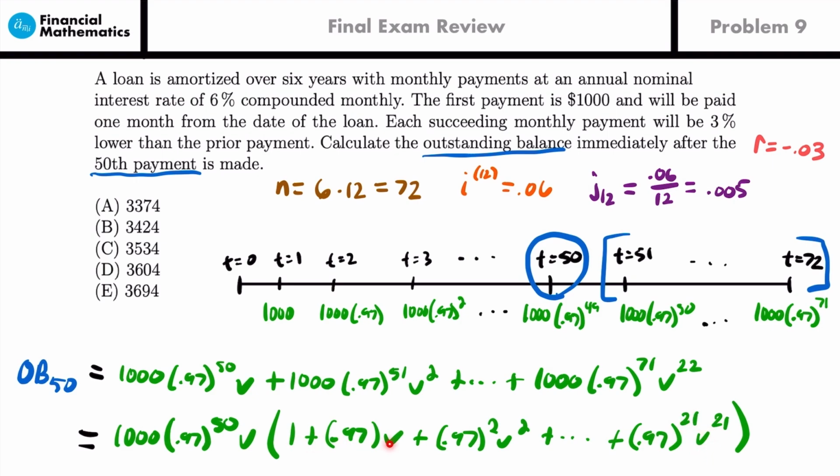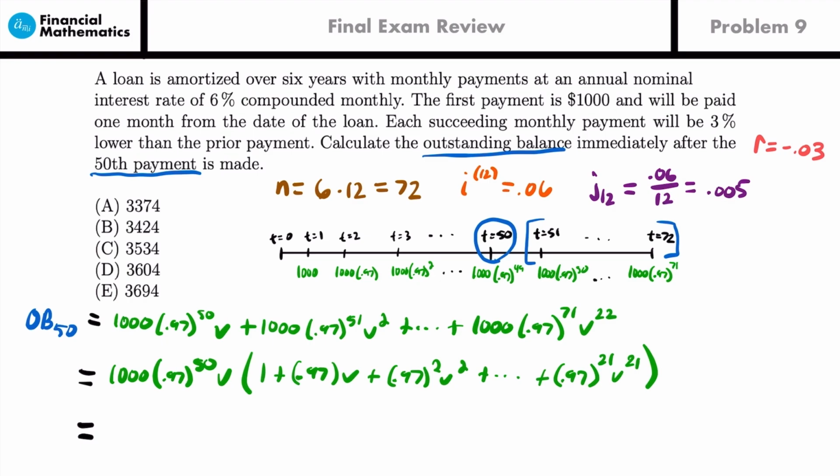Okay? And what you're left with here is a geometric series. You could rewrite these terms as a geometric series. That's what I'm going to do next. The outstanding balance would be equal to 1,000 times 0.97 to the power of 50 times v times a geometric sum, or a geometric series, from k equals 0 to 21 of 0.97 times v, and that would be to the power of k, right? You take that quantity to the power of 0, you get 1. Then you take them both to the power of 1 to get this term, then 2, all the way up to 21.